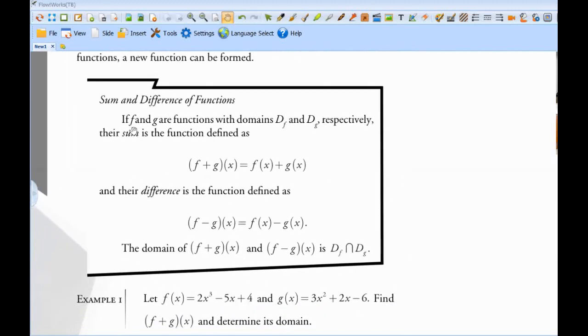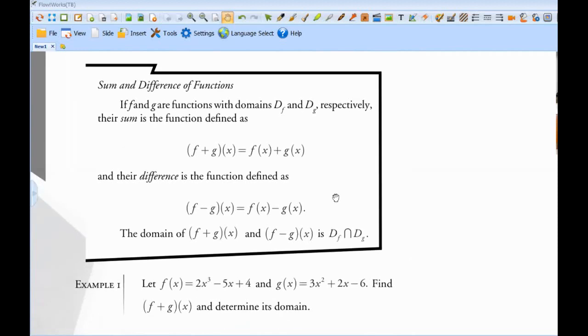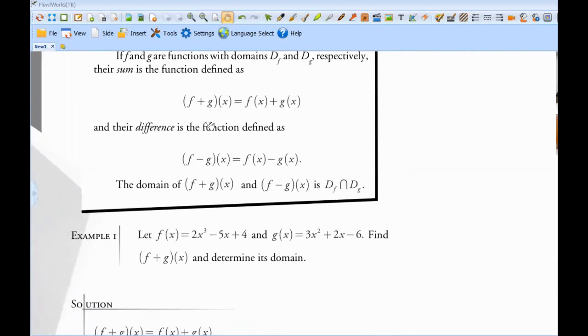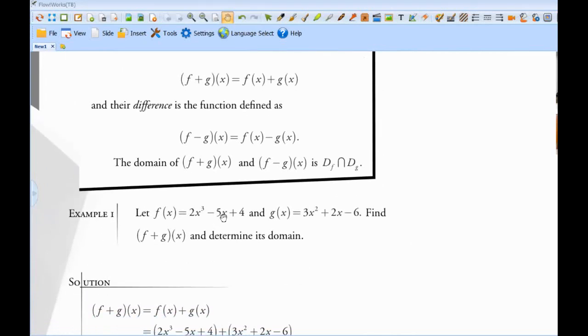If f and g are functions with domains D_f and D_g, respectively, the sum of their functions is defined as (f + g)(x) = f(x) + g(x). It's just like addition of algebraic expressions, okay? And also with subtraction. So let us try example one.